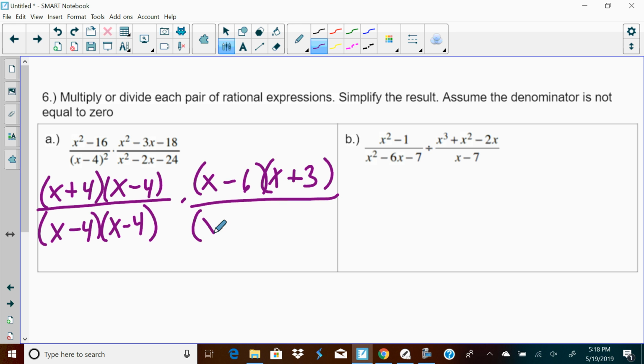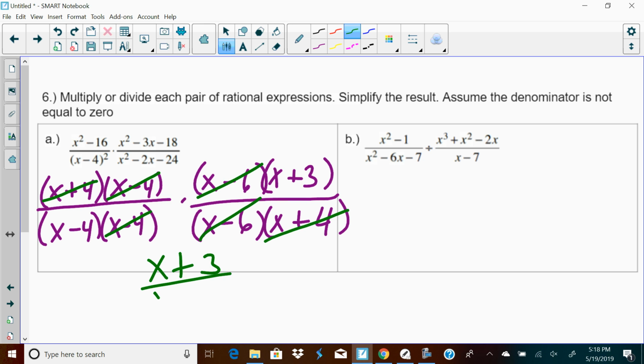For the bottom, to get 2, I'm going to do 6 and 4. And I'm going to do negative 6 plus 4. So then when I cancel things out, I cancel out x minus 4, x minus 4, x plus 4, x plus 4, x minus 6s. So I get x plus 3 over x minus 4.